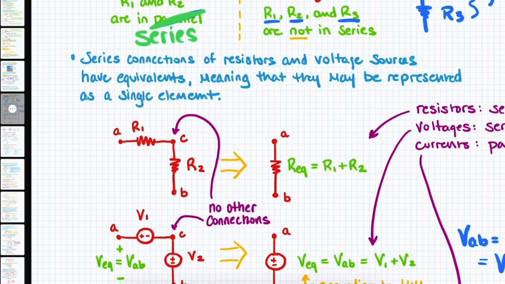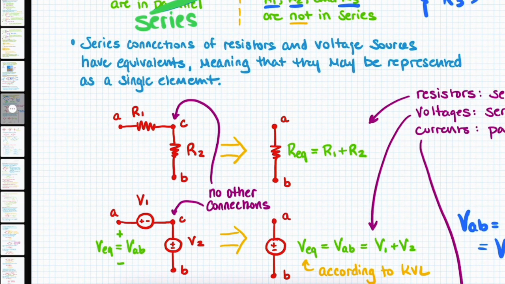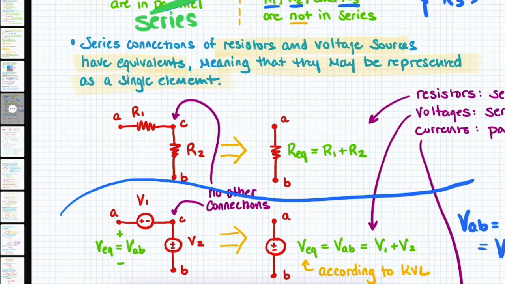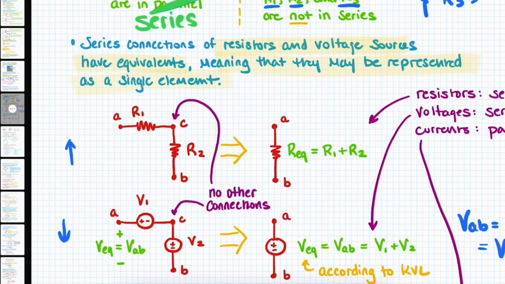So series connections of resistors and voltage sources have equivalence. Current sources don't. We'll talk about that in a second. Meaning that they may be represented as a single element. So what I'd like to do is kind of split this up into 2. The top half deals with resistors, bottom half with voltage sources. Let me do that a little bit better.